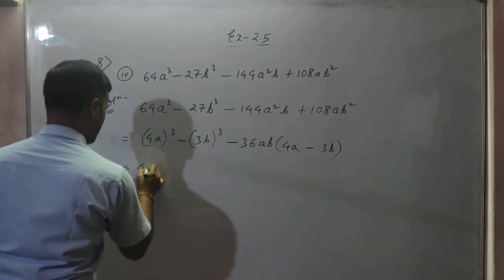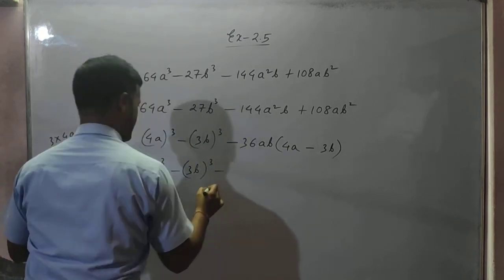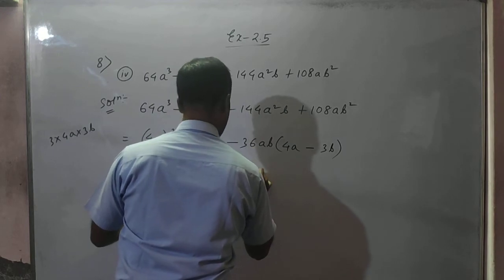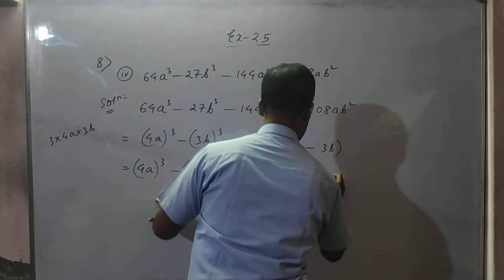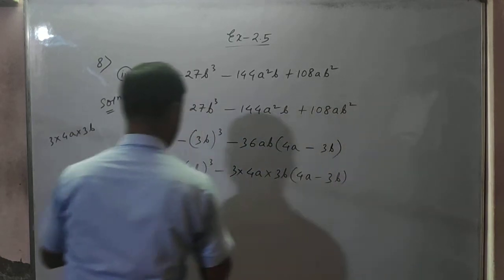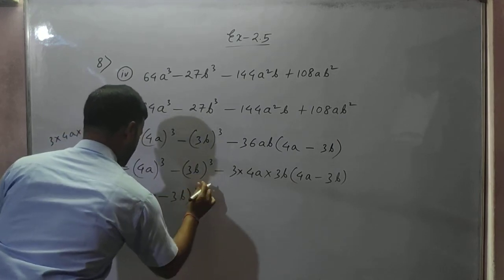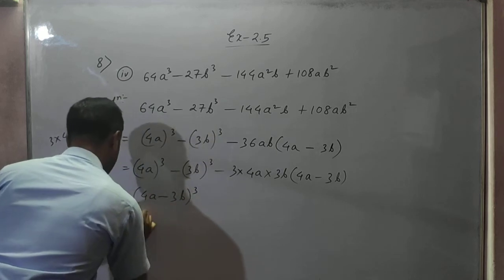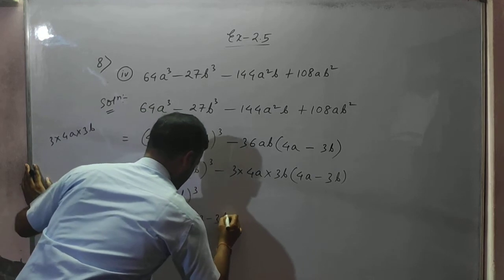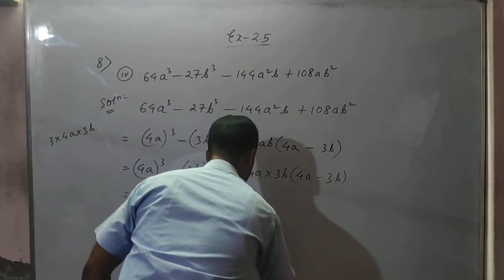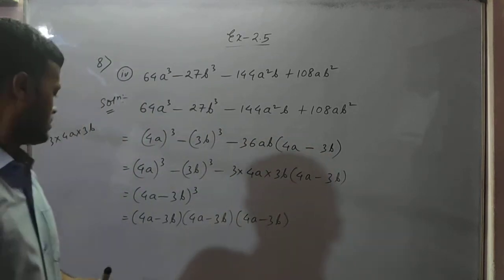So 4A whole cube minus 3B whole cube minus 3 into 4A into 3B into (4A minus 3B). So that will be 4A minus 3B whole cube. So that is equal to (4A minus 3B) into (4A minus 3B) into (4A minus 3B). Okay, students?